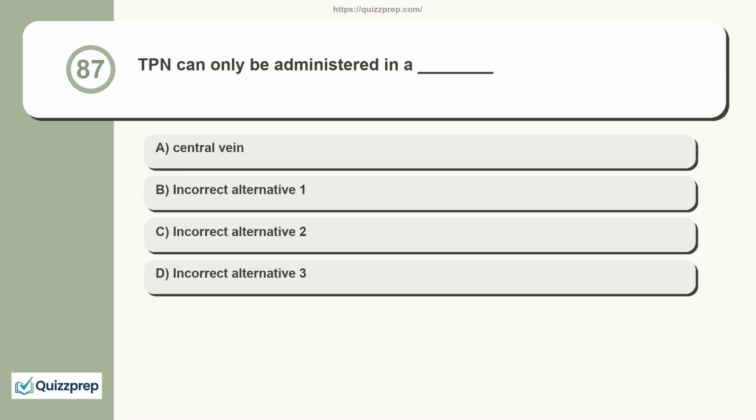Question 87. TPN can only be administered in a blank central vein.